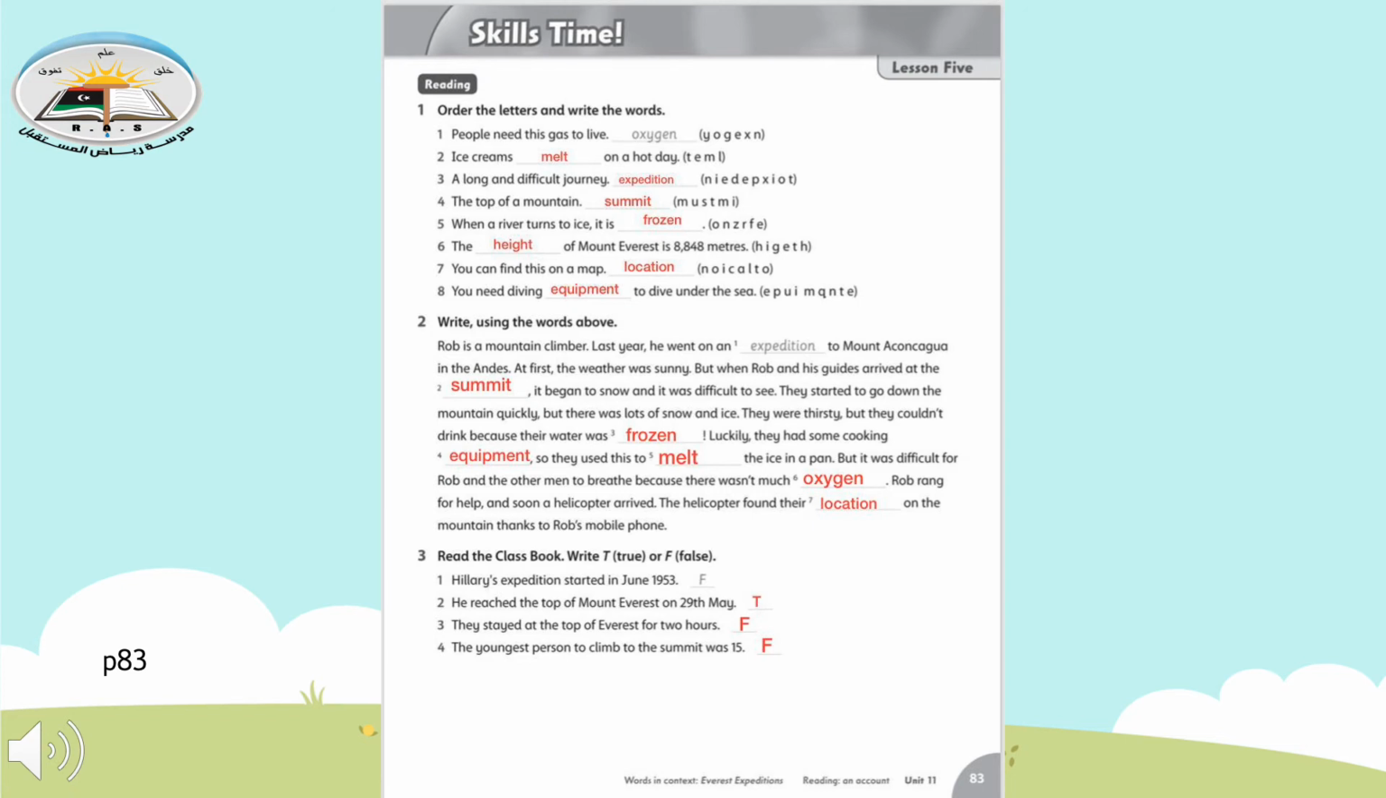Number 5. When a river turns to ice, it is frozen. Number 6. The height of Mount Everest is 8,848 meters. The answer is height. Number 7. You can find this on a map. The answer is location. Number 8. You need diving equipment to dive under the sea.